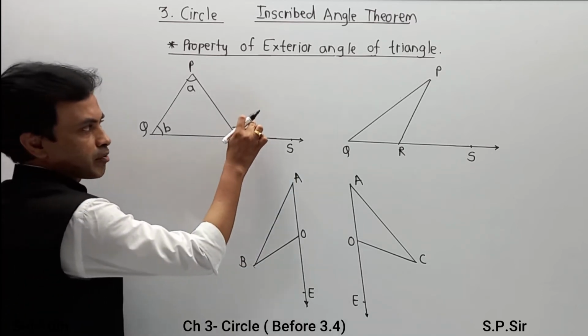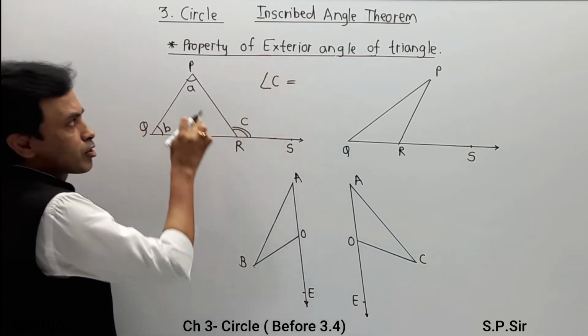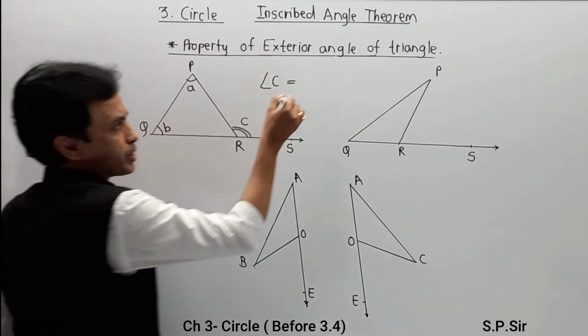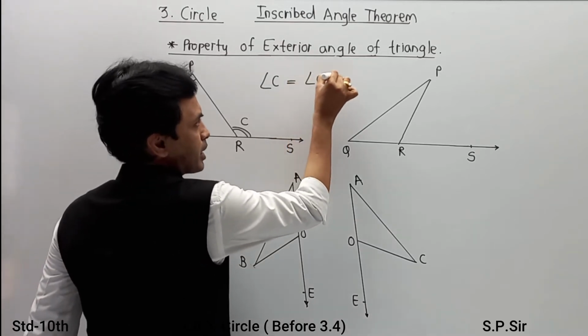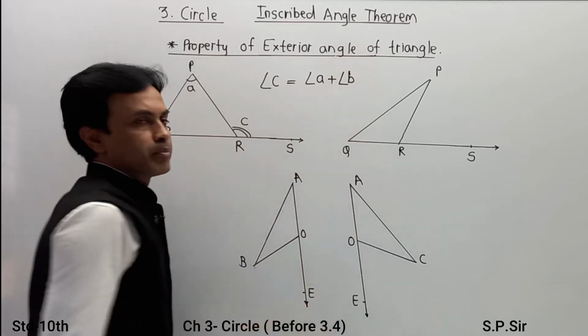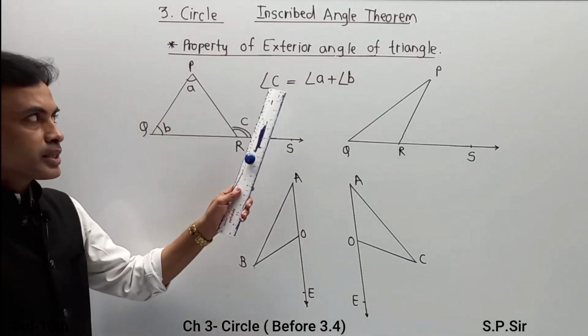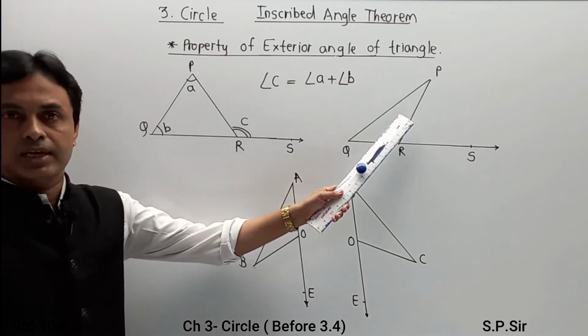Means you can say that the value of angle C is equal to the value of angle A plus angle B. No doubt, angles A and B must be in degrees. This part is also true for this diagram.